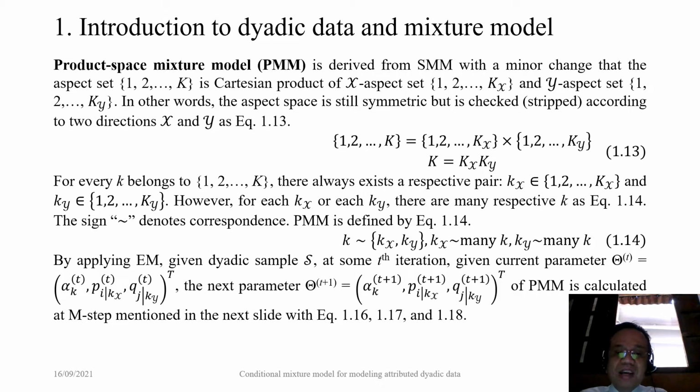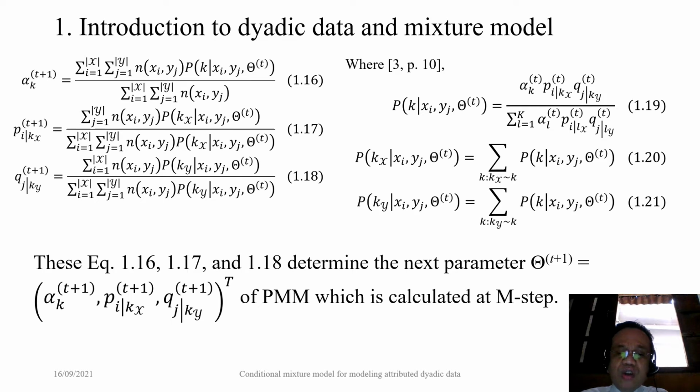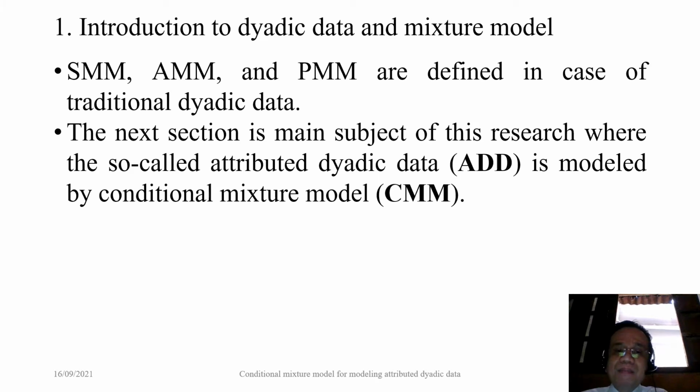By applying EM given dyadic sample S at some t iteration given current parameter theta t, the next parameter theta t plus 1 of BMM is calculated at the M step, mentioned in the next slide, with equations 1.16, 1.17, and 1.18. Equations 1.16, 1.17, and 1.18 determine the next parameter theta t plus 1 of BMM, which is calculated at the M step. SMM, AMM, and BMM are defined in terms of traditional dyadic data.